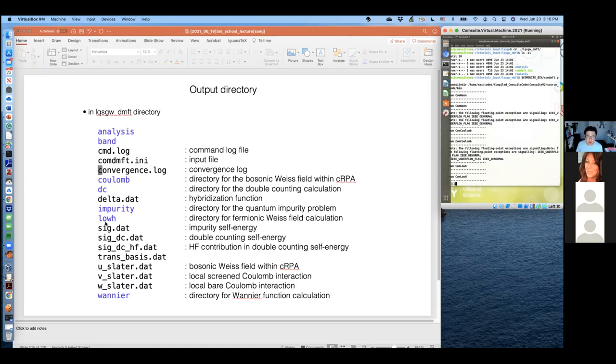And we have the low H directory, where we do the bosonic bias field calculation. And we have a final output of the sigma, the impurity self-energy. And this is the double counted self-energy, which is frequency dependent. We also have the Hartree-Fock contribution of the double counting self-energy, and the bosonic bias field used later. And then we also have the fully screened Coulomb interaction information, which is W later, and V later is the high frequency limit of the bosonic bias field. And in the Barnier directory, we have output for the Barnier function construction.